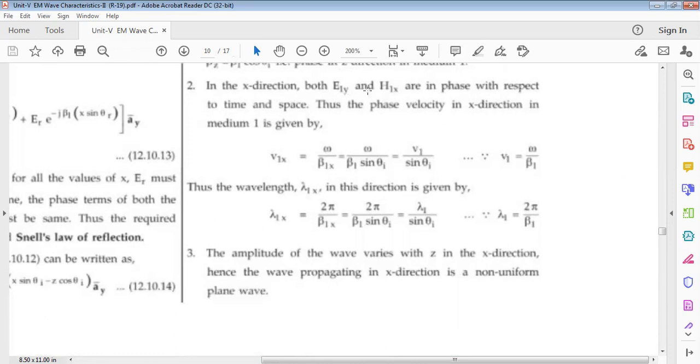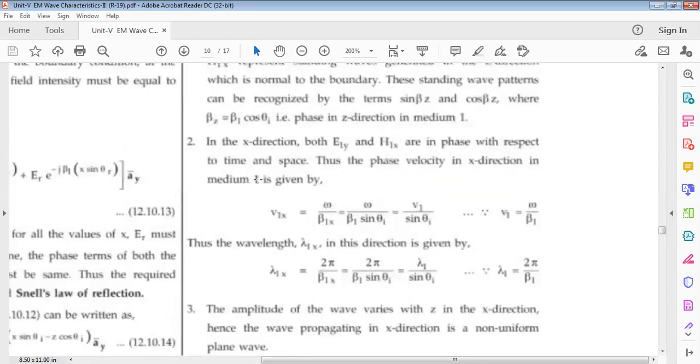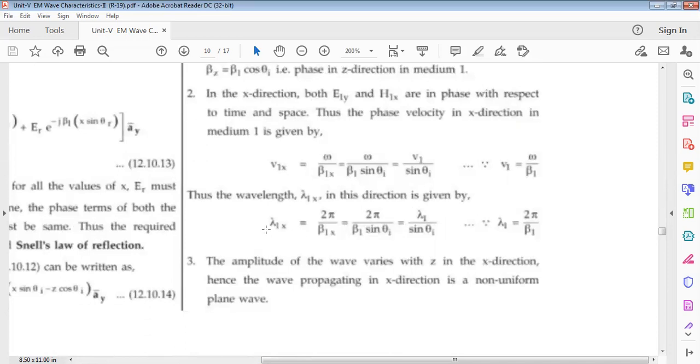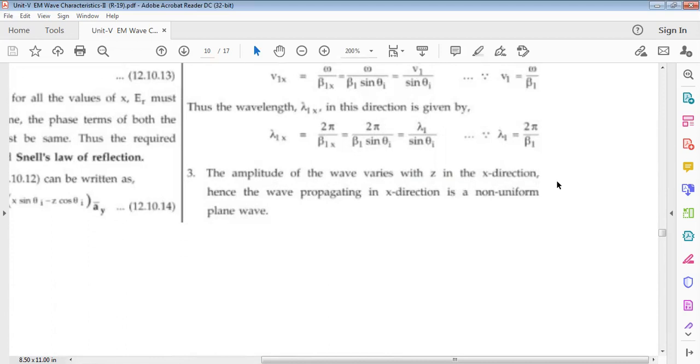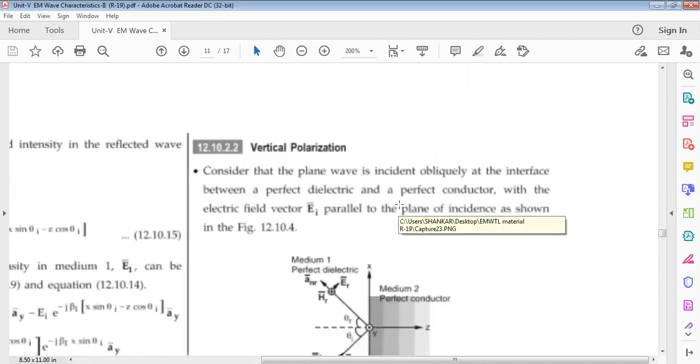In the x direction, E1y and H1x are in phase with respect to time and space. There is a phase velocity in the x direction, given by V1x is equal to omega by beta 1x, where beta 1x is beta 1 sin theta. We can take V1 as omega by beta 1 and V2 as omega by beta 2 and so on. The amplitude of the wave varies in z, and in the x direction the wave propagating is a non-uniform plane wave. Understood, my students?